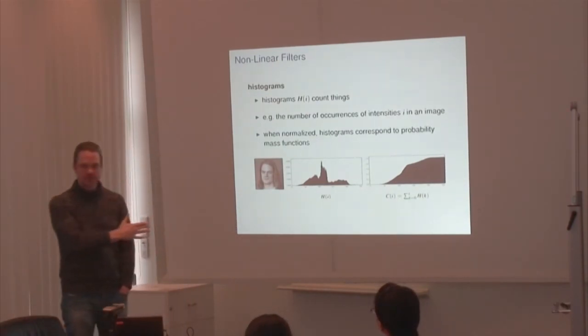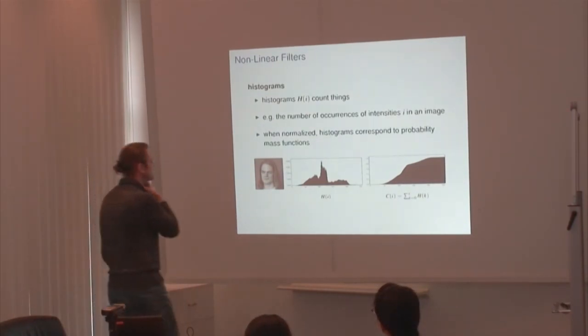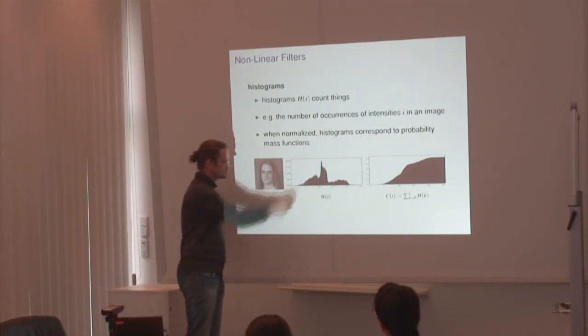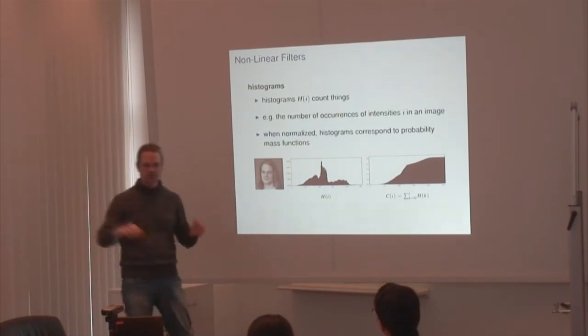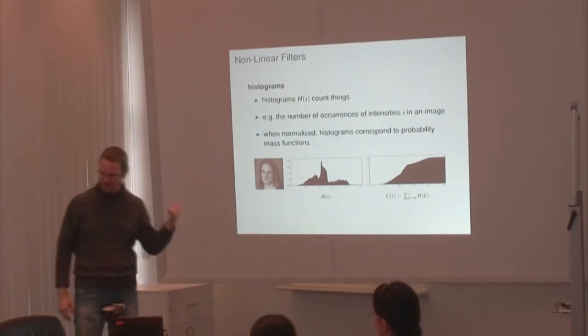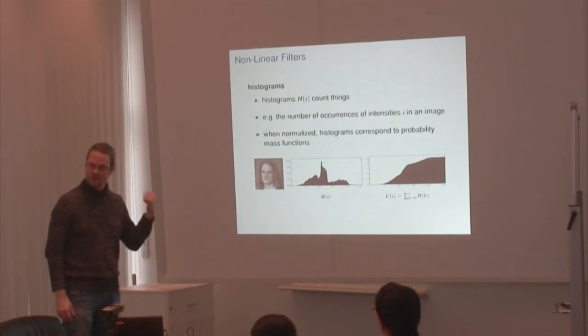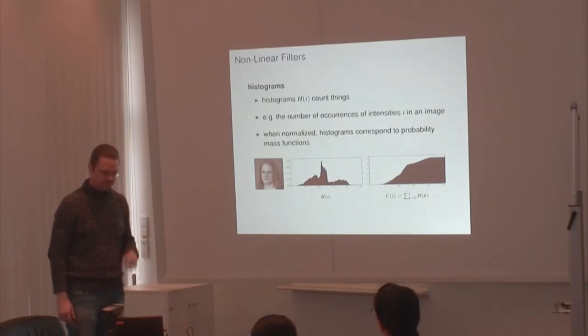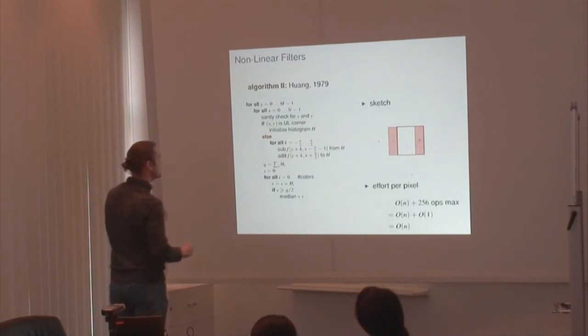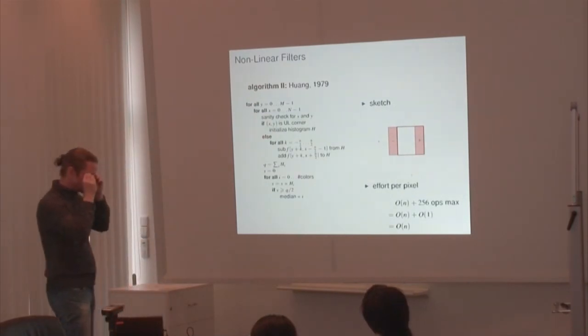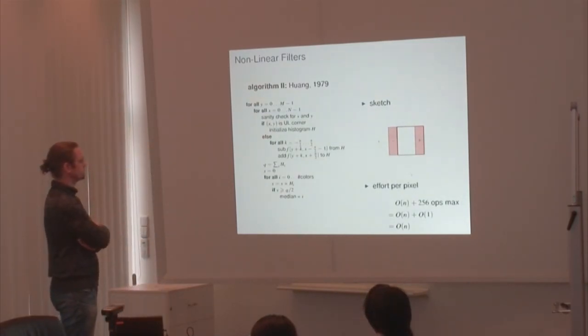These are histograms, right? And whether we compute such a histogram for a whole image or just a local neighborhood doesn't matter. Histograms count things. In our case, they count pixel intensity values. Now, here is how we could improve on computing the median.